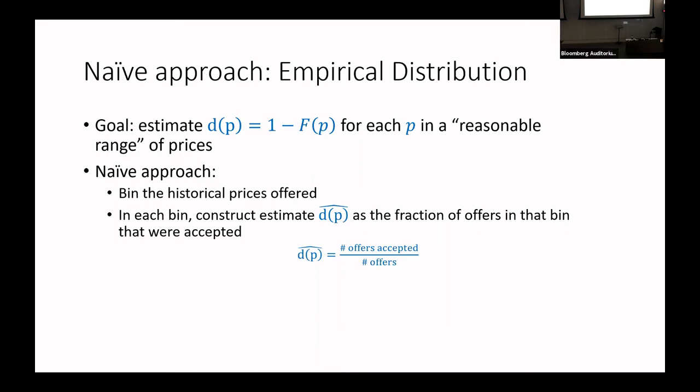And then what I'm using as my estimate is historically, if I offered a price close to P, and so the bin is all the prices close to P, how many people accepted it in the past? Or what fraction of people accepted in the past? So that's almost a direct estimate of the thing that I care about.